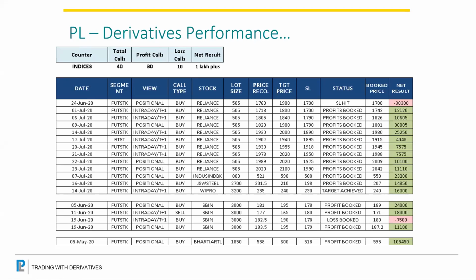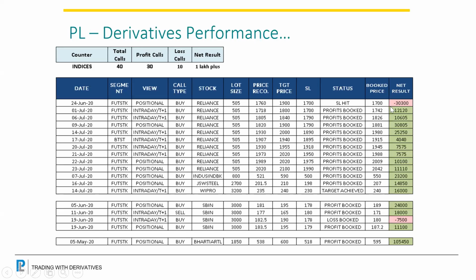So in 2 months, if anybody would have invested with all my calls in indices only, they would have made more than a lakh. Apart from that, these are a few stocks that I'm showing. In July, Reliance has been followed very religiously. If you see, from 24th June, when Reliance was quoting at 1760, my target at that time was 1900.